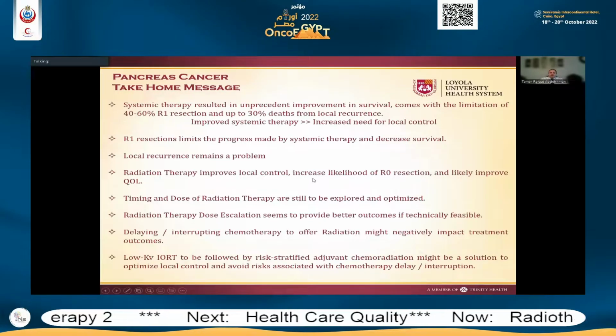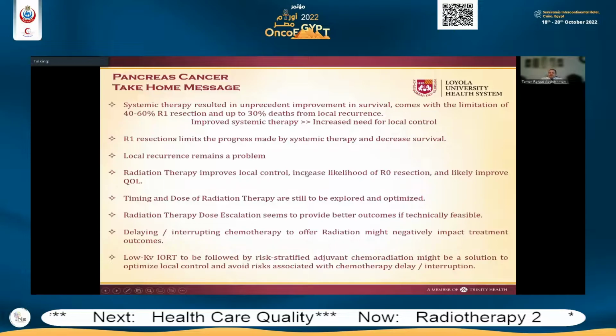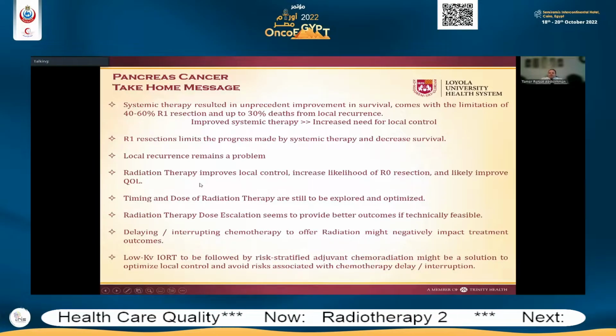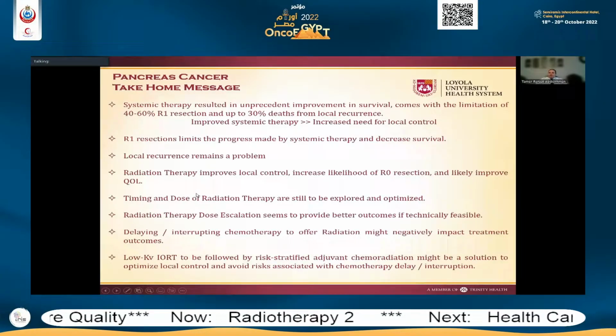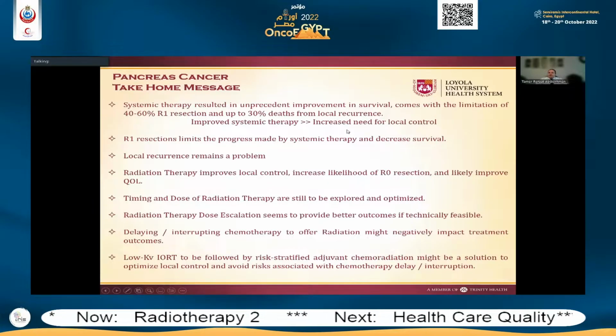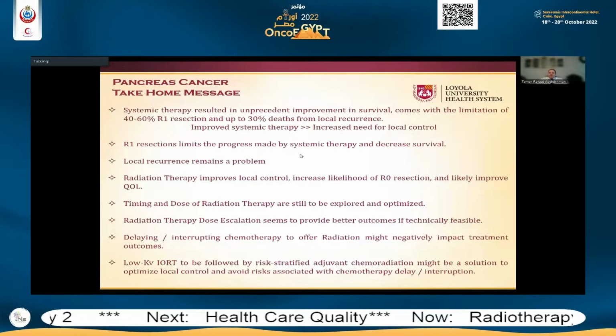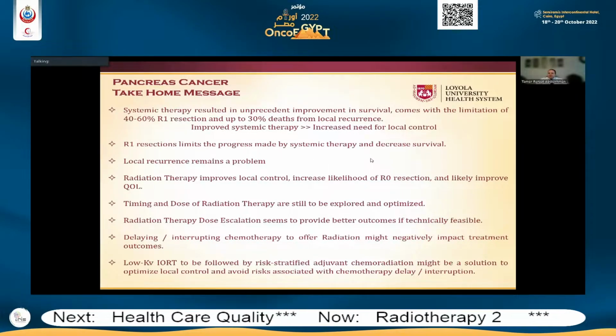So my take-home message today is that systemic therapy resulted in unprecedented improvement in survival, but comes with the limitation of 40 to 60% R1 resection and up to 30% death from local recurrence. Improved systemic therapy definitely increased the need for local control. R1 resection limits the progress made by systemic therapy and decreases survival.